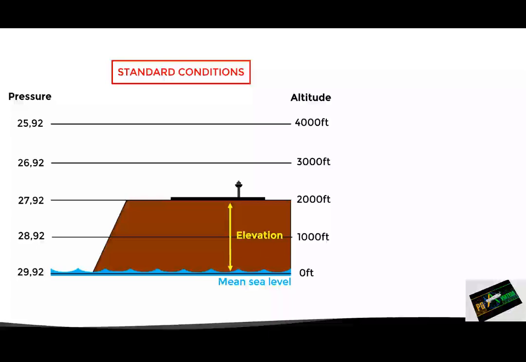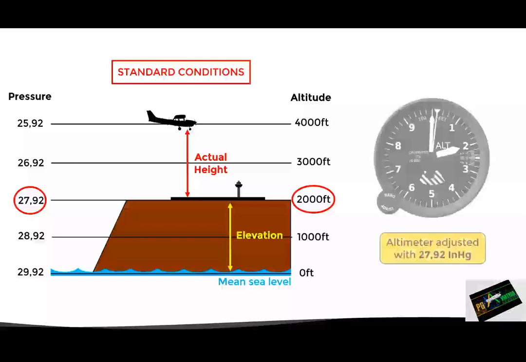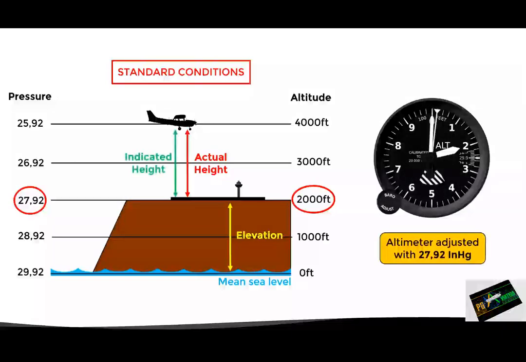So how should the pilot adjust the altimeter to indicate the height above the airport? In this particular case, the airport elevation is 2,000 feet, and as we can see, the pressure level that identifies 2,000 feet is 27.92. So in order to indicate height above that airport, the altimeter must be set to use 27.92 as barometric reference.